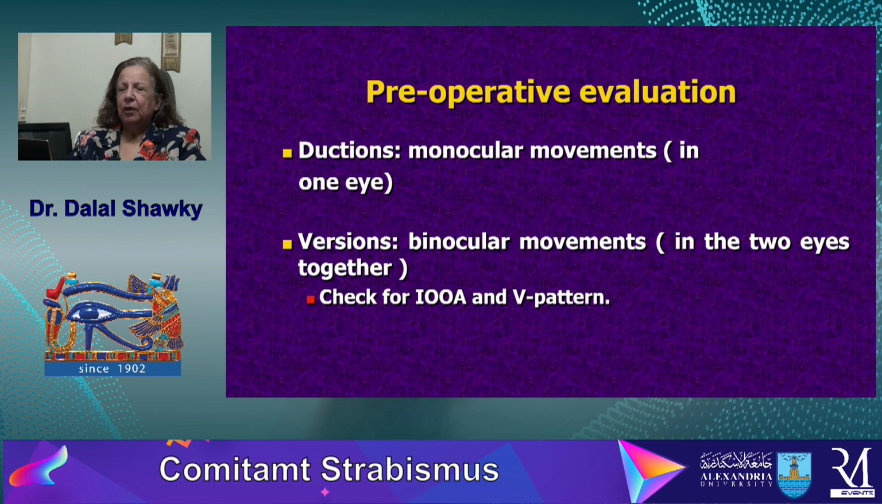We have to do the duction test, movement of one eye in all directions: adduction by the medial rectus, abduction by the lateral rectus, up and in by the inferior oblique, down and in by the superior oblique, up and out by the superior rectus, down and out by the inferior rectus. And also the version movements, which are the binocular movements of the two eyes together, to compare inferior oblique overaction or V pattern. Anything needing comparison needs version movements.